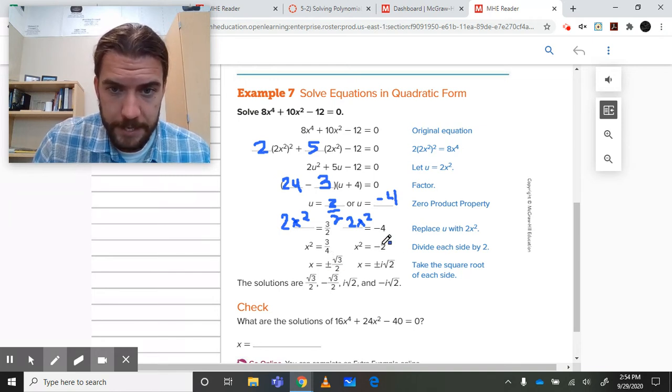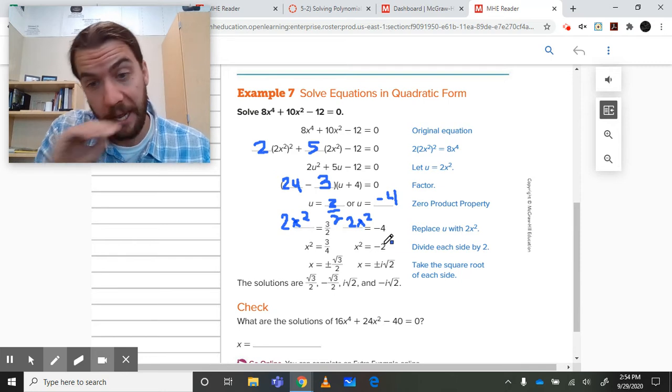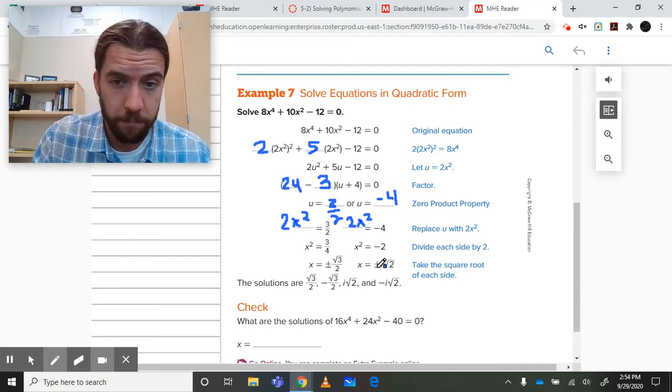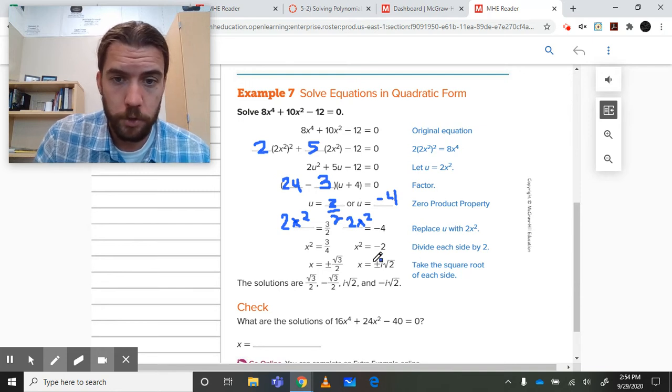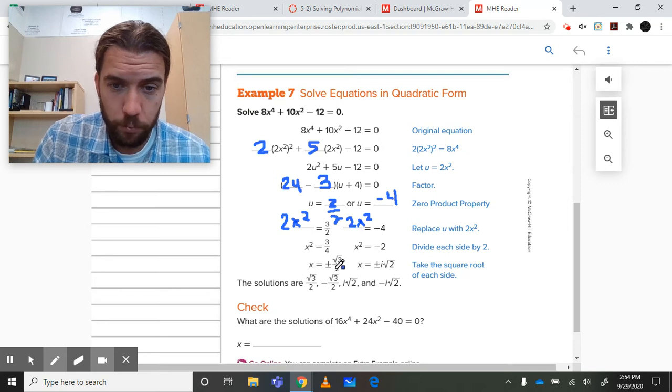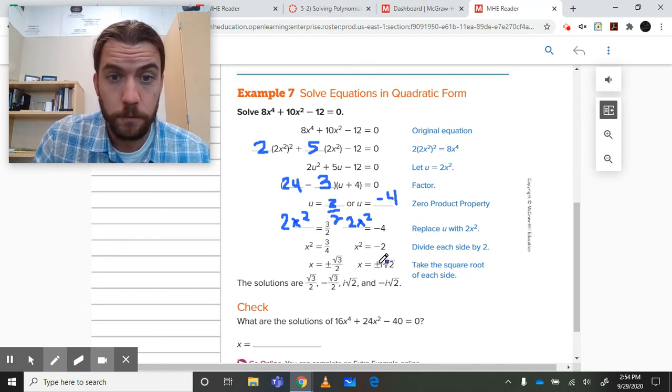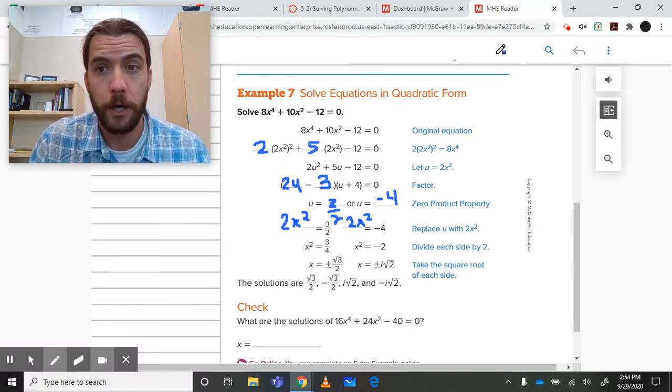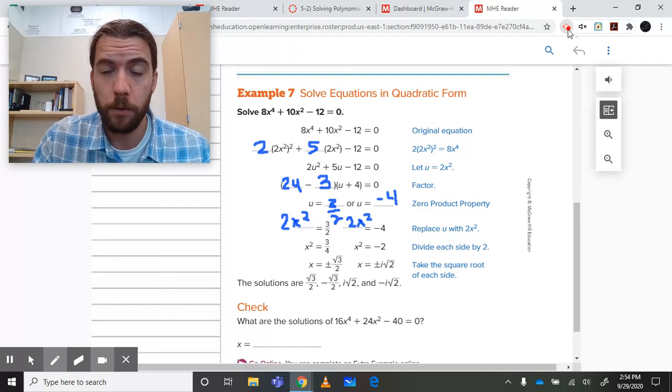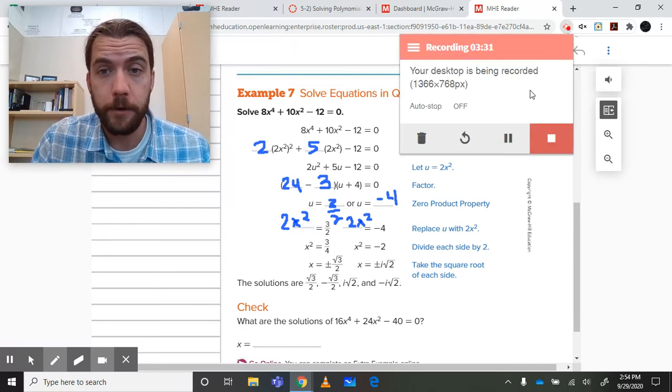Here we have a negative number, so when we take the square root, we're going to have imaginary solutions. We're going to have plus or minus i root 2. Okay, so our solutions are positive square root of 3 over 2, negative square root of 3 over 2, positive i root 2, and negative i root 2. Okay, and that would be solving equations in quadratic form. Example number 7, and the end of our lesson.